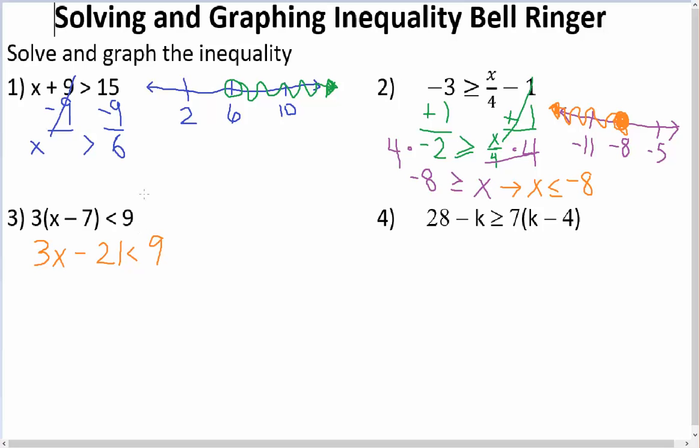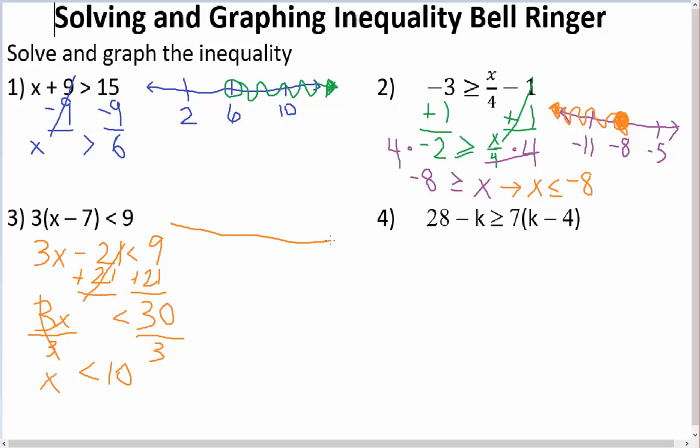So now this kind of looks like number 2 all over again, in that I need to get rid of my constant by adding 21 to both sides. So we have 3x is going to be less than 30. And now to get rid of my coefficient, I have to divide by 3 since I'm multiplying by 3 already. And when that cancels out, x is less than 10.